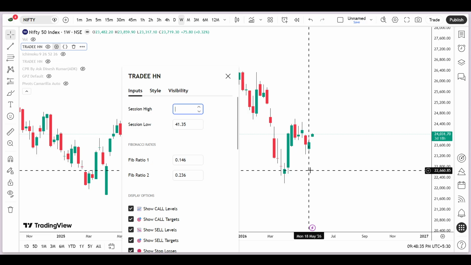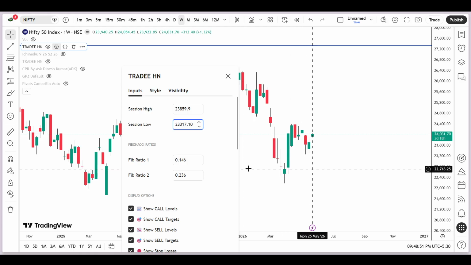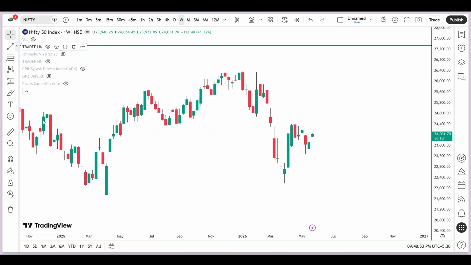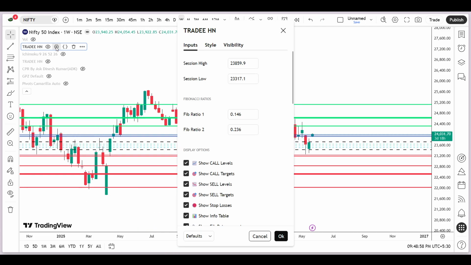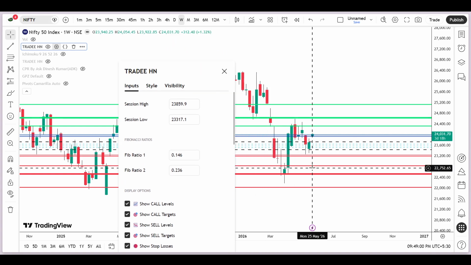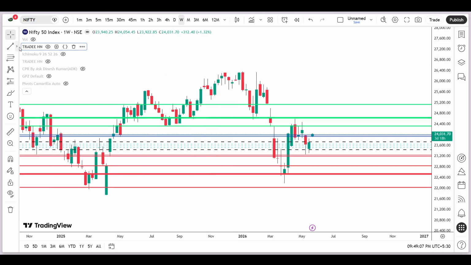High and low. The high is 23,859.90. And what is the low? Low is 23,317.10. This is the low of last week. Okay, what is the high? Okay, done, got it.